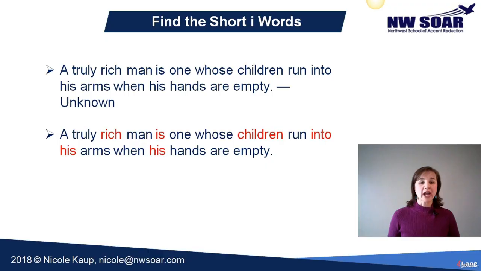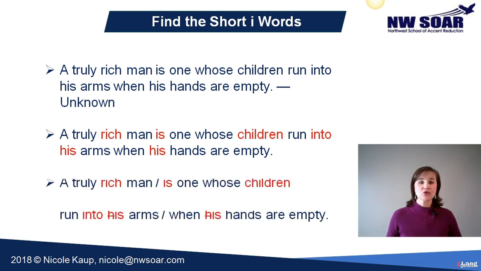All right, your short I words again are in red. Rich, is, children, into, and his twice. Let's pronounce the whole sentence together. A truly rich man is one whose children run into his arms when his hands are empty.